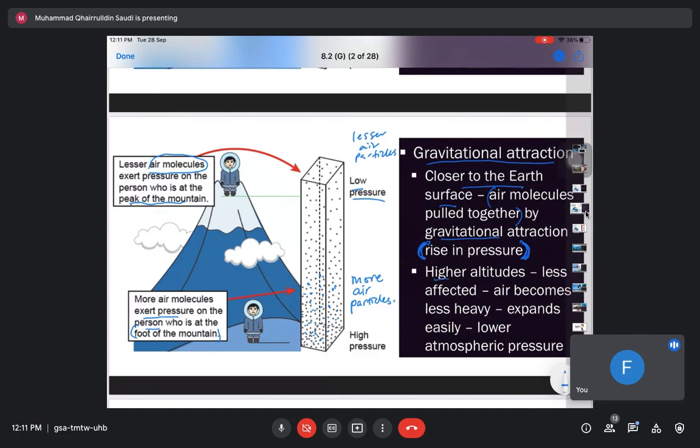So at a higher altitude, they are less affected by the gravitational pull. So the air molecules are lesser there, air becomes less heavy and it can expand easily and causes lower atmospheric pressure. Okay.